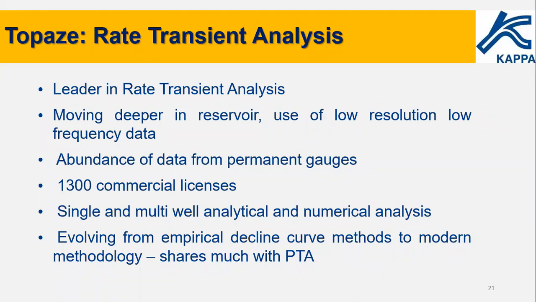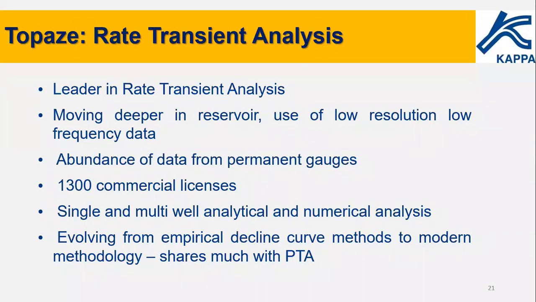Abundance of data from the permanent gauges is the same point. And we can always go for the single and multi-well analytical and numerical analysis. So it's the same process. You start working, you load the PVT data, you give the information about the field, and then based on that you start working on it.